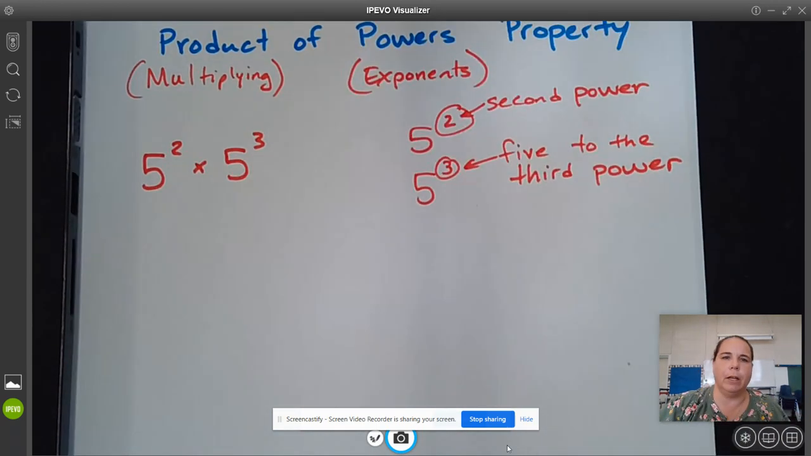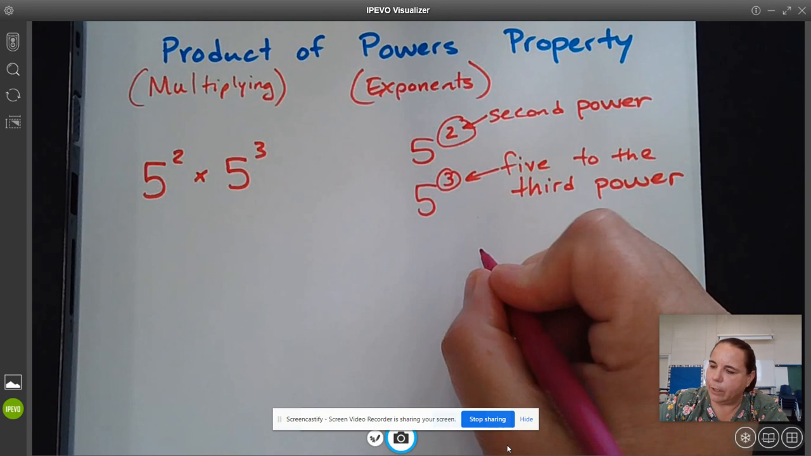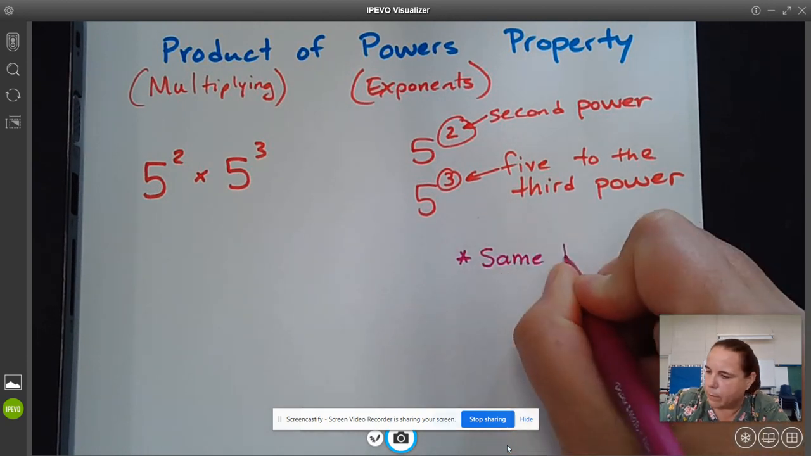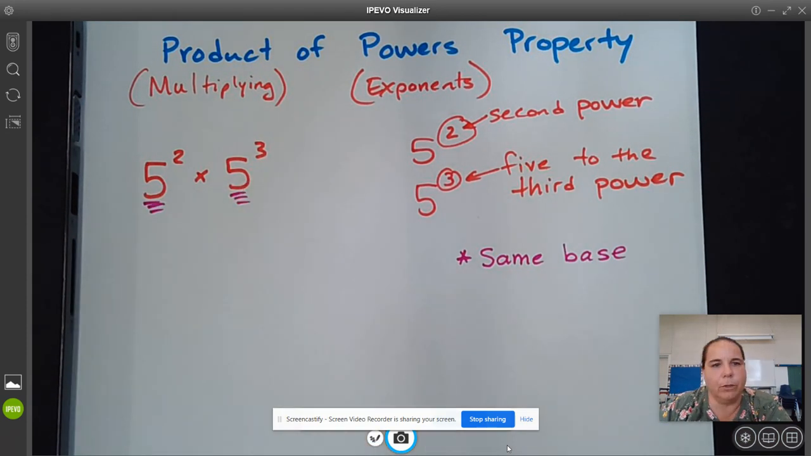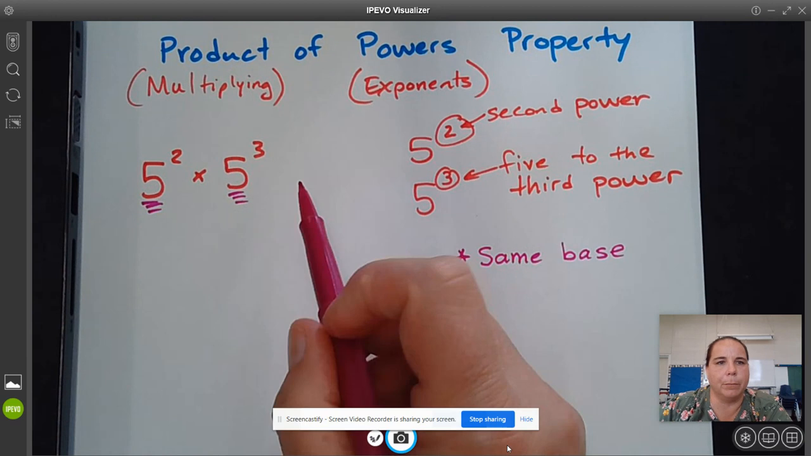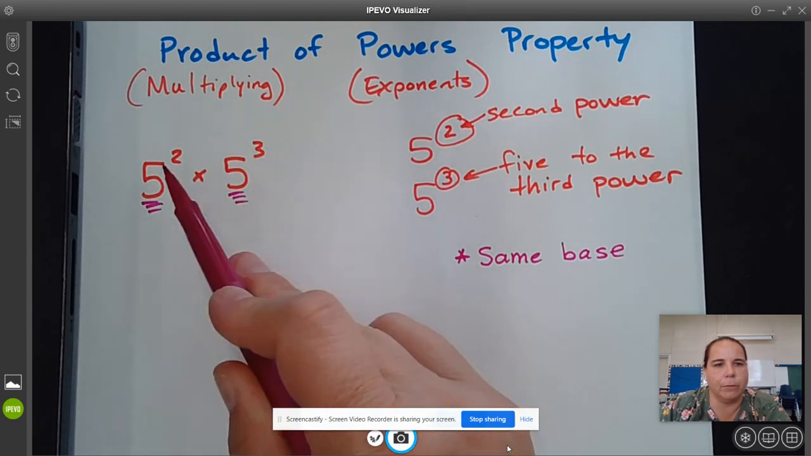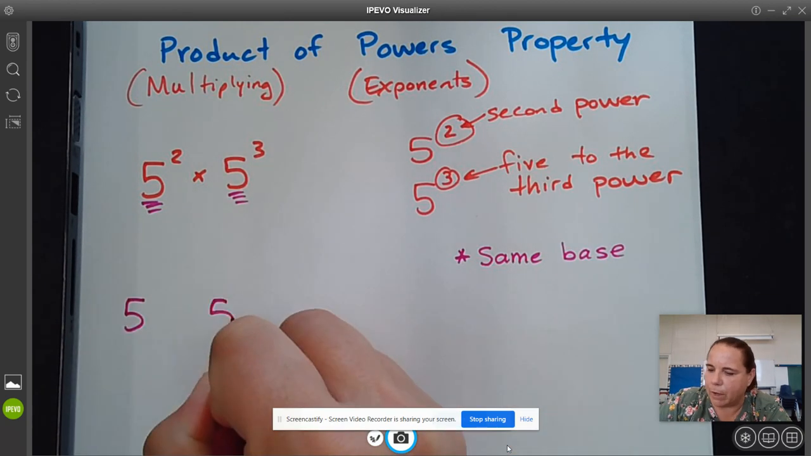Okay, so when we are looking for the product of powers property, there's a few things we need to make sure that we remember. So number one, this is important, they have to have the same base. These do have the same base. And it's a product, so we have to be multiplying two exponential expressions with the same base. So we know we have the same base of 5.